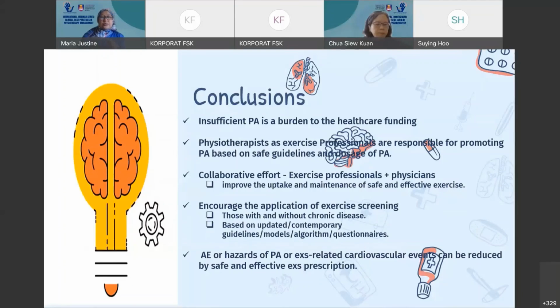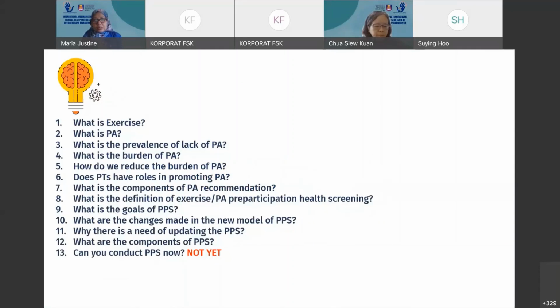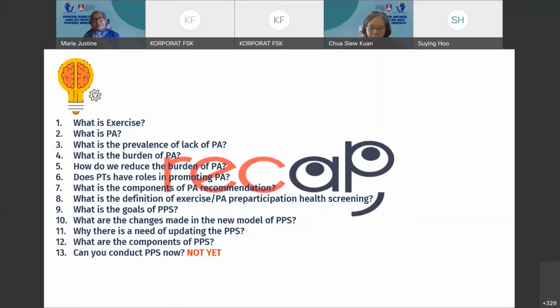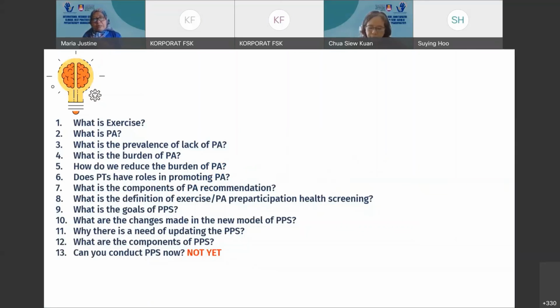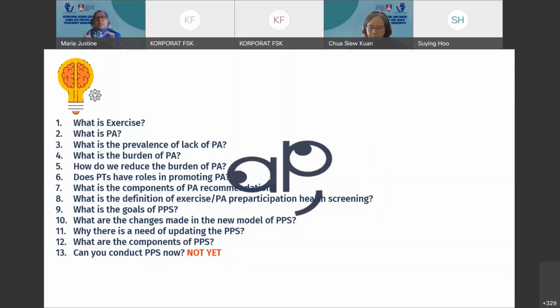Okay, so let's recap what we have learned during my presentation. We are now able to define exercise and physical activity. We know the prevalence of lack of physical activity, the burden of physical inactivity, how we can promote uptake in physical activity, and the importance of screening prior to participation in exercises. As physiotherapists, we have now learned the scope of our practice in exercise recommendation, especially in exercise assessment and delivery. The last outcome: can you conduct screening now? Not yet, because you will be guided later in the second session of this webinar.